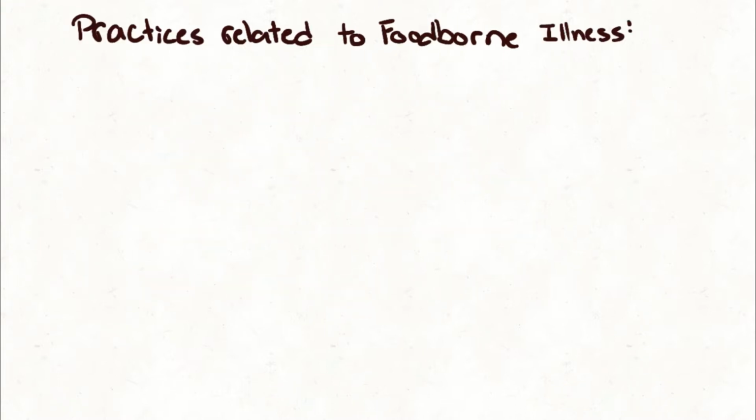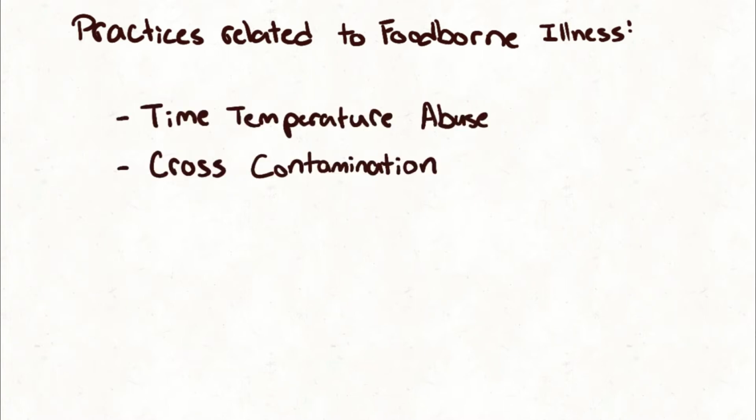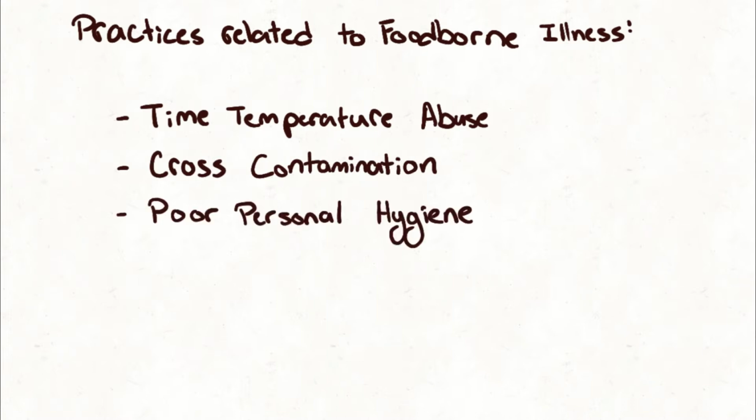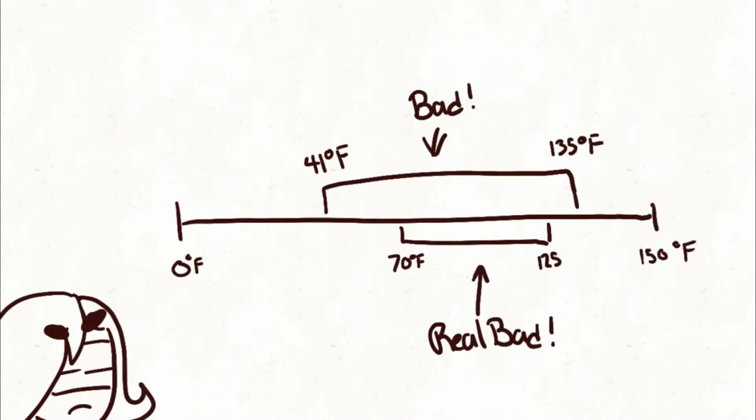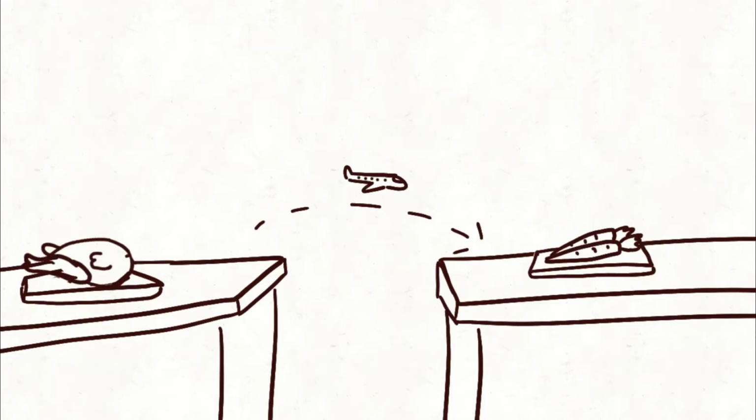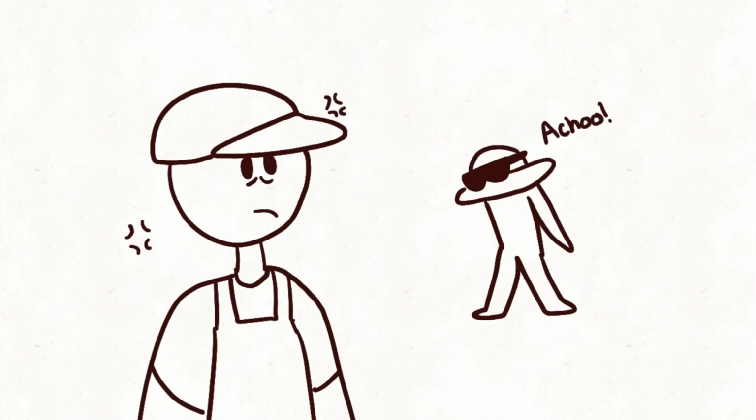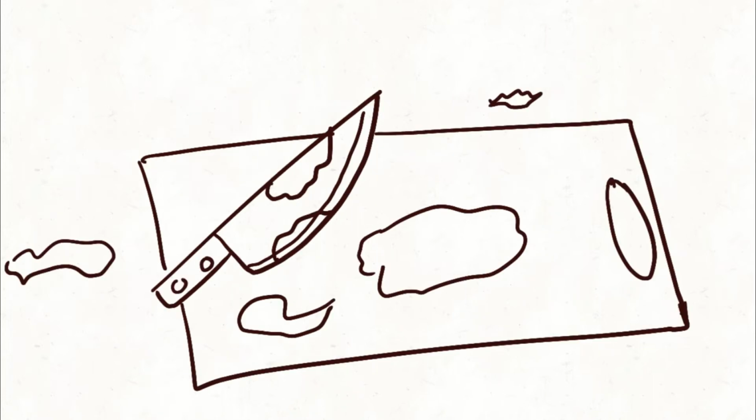There are practices related to foodborne illness, and these would be the most common. These would be time-temperature abuse, cross-contamination, poor personal hygiene, and poor cleaning and sanitizing. Time-temperature abuse relates to when food has stayed too long at temperatures that are good for pathogen growth. Cross-contamination is pathogens being transferred from one surface to another. Poor personal hygiene can include working while sick, coughing or sneezing on food, failure to wash hands properly, touching or scratching wounds, and then touching food. Poor cleaning and sanitizing will cause pathogens to spread to equipment that hasn't been sanitized or cleaned properly.